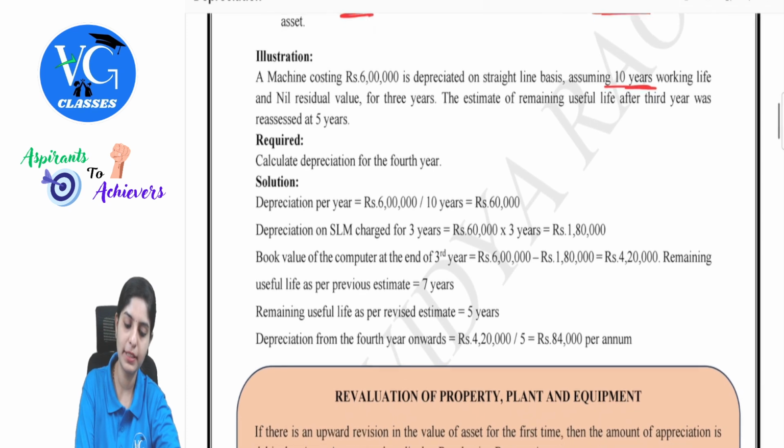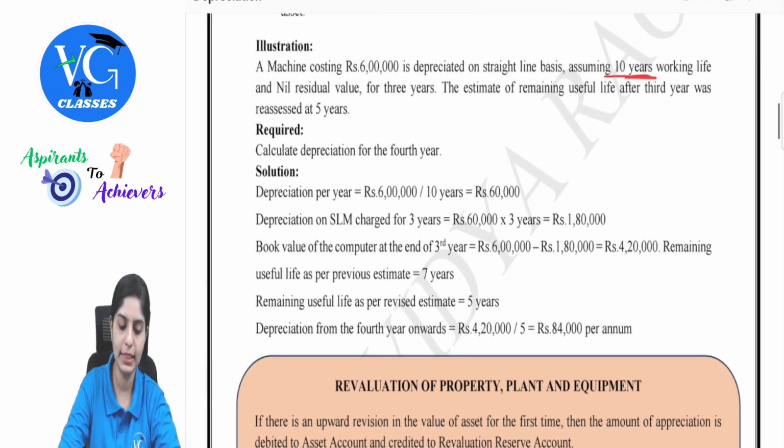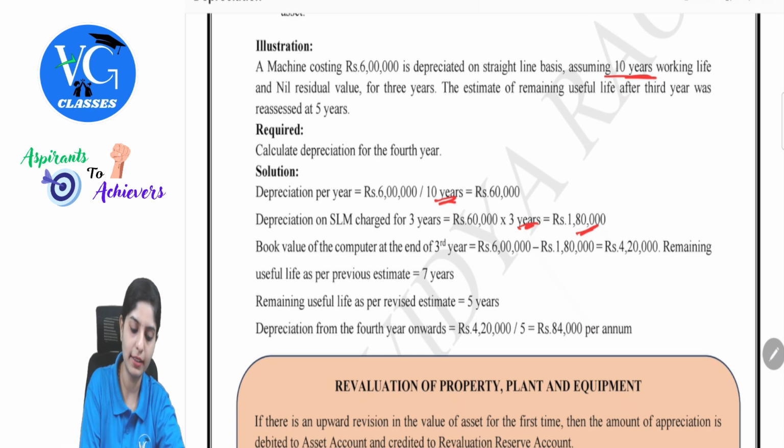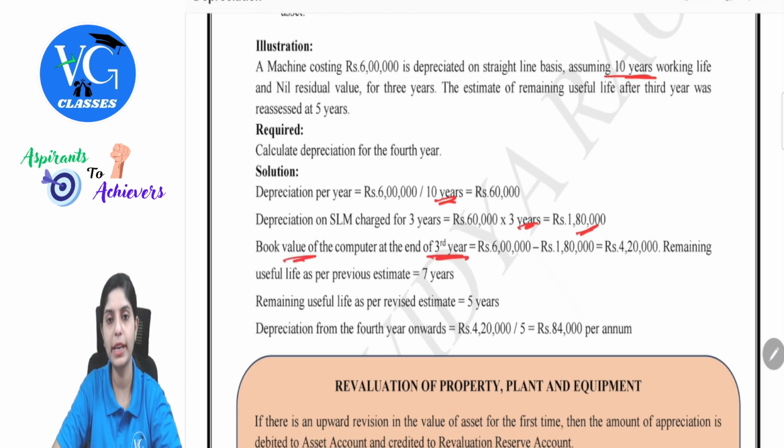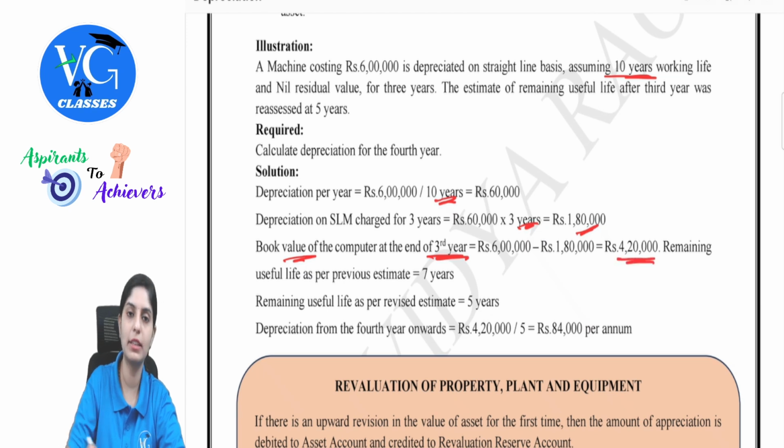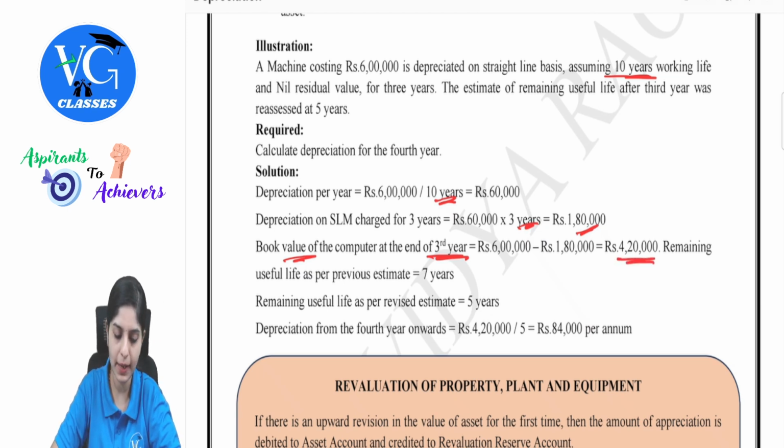So calculate the depreciation for fourth year. So 6 lakh divided by 10 will give me yearly depreciation. 3 years they followed the same thing. So 6 lakh into 3 years will be 1 lakh 80. So if I have to calculate the written down value at the end of third year, 6 lakh, which was the cost, minus total depreciation till date. So you will be left out with the asset balance of 4 lakh 20.